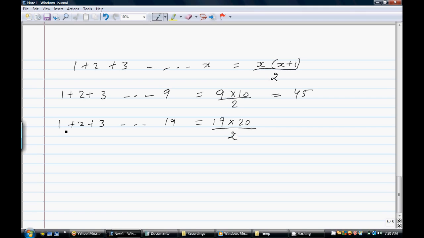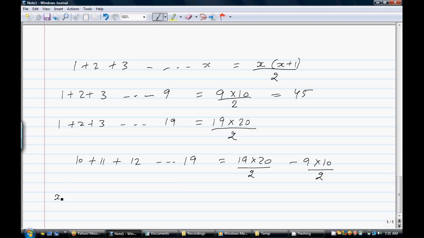Now suppose the number doesn't start from 1, but it starts from something else. For example, 10 plus 11 plus 12, and it goes to 19. So first I have to add numbers from 1 to 19, so that will be 19 into 20 divided by 2, and then I have to subtract numbers from 1 to 9, so that will be 9 into 10 divided by 2. So this can also become a general formula.